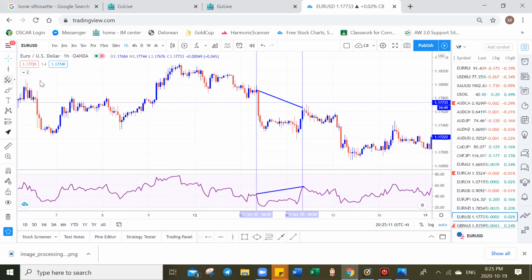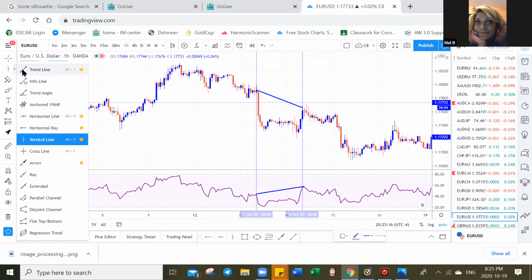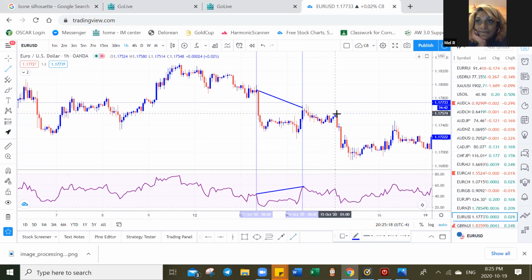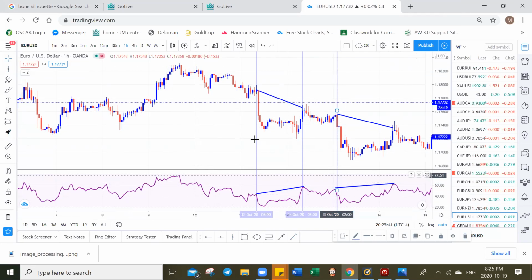So we got a trend line from here to here, and then we got it again from here to here. And then remember when you're doing your divergence, you always want to align it with the horizontal line as well. And then one more time.